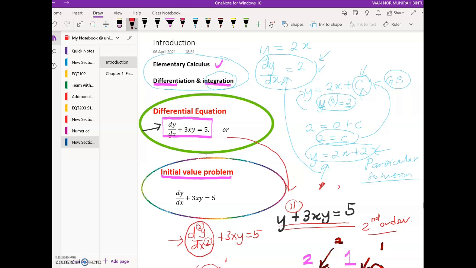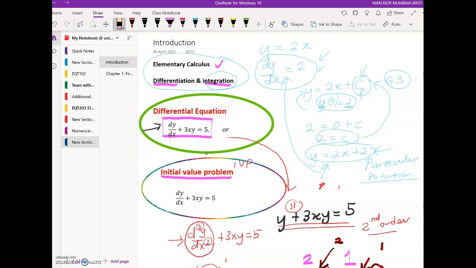An initial value problem means that you have a differential equation, which I note as DE. It must come together with an initial condition. When you have an initial condition, we call it an initial value problem, or sometimes IVP, initial value problem.